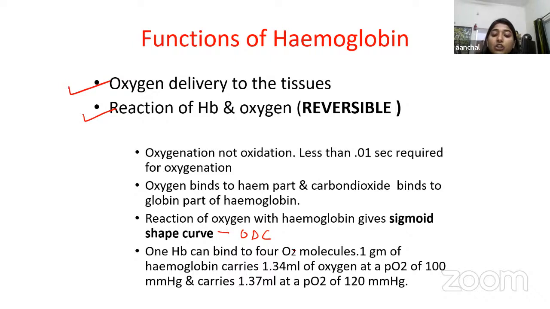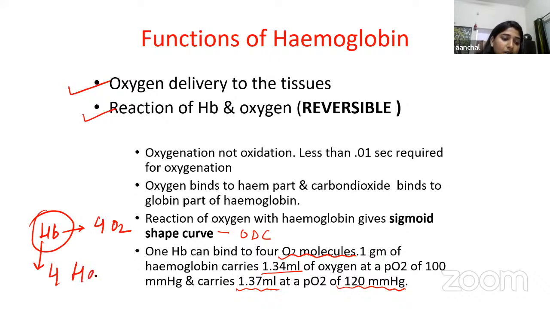Now, one hemoglobin can bind 4 molecules of oxygen, and 1 gram of hemoglobin carries 1.34 ml of oxygen at a partial pressure of 100 mmHg and 1.37 ml at a partial pressure of oxygen of 120 mmHg. This statement is very, very important: one hemoglobin molecule can bind 4 molecules of oxygen and contains 4 heme groups. That should be remembered. Again, I'm repeating that one hemoglobin molecule has 4 binding sites for oxygen and carries 4 heme groups, and on each heme group one oxygen can bind easily.